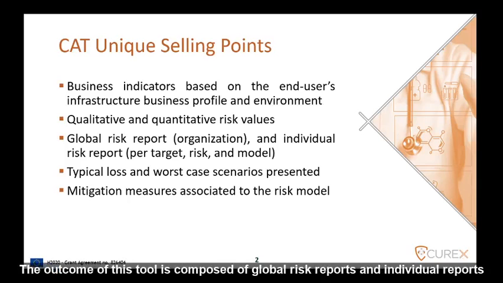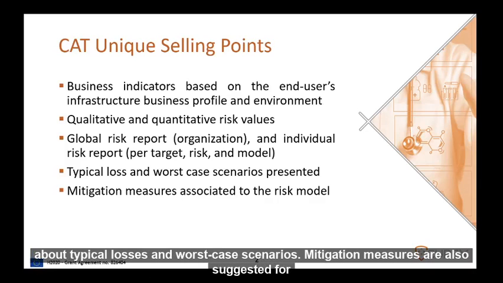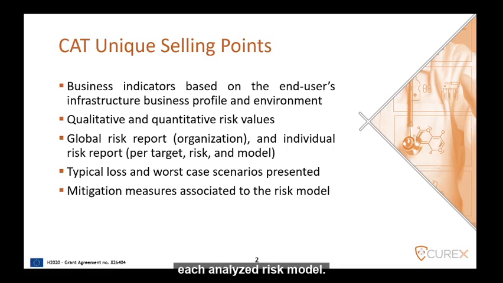The outcome of this tool is composed of global risk reports and individual reports per target, per risk, and per model. CAT displays quantitative information about typical losses and worst-case scenarios. Mitigation measures are also suggested for each analyzed risk model.